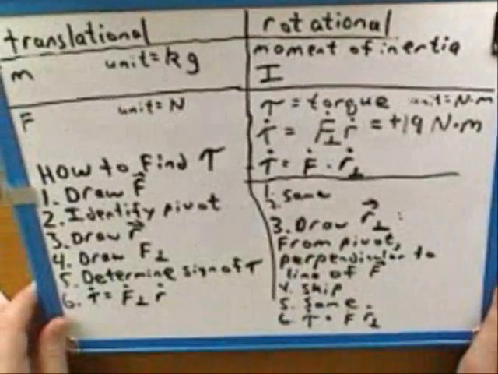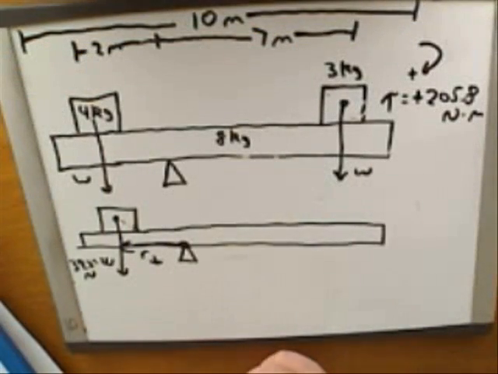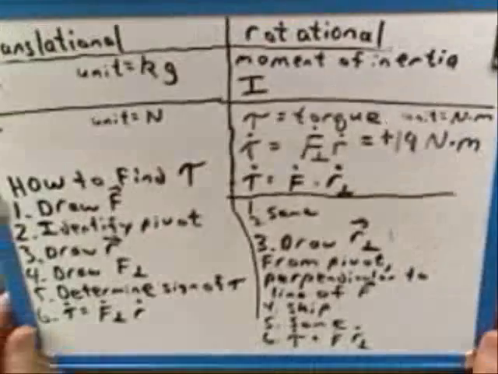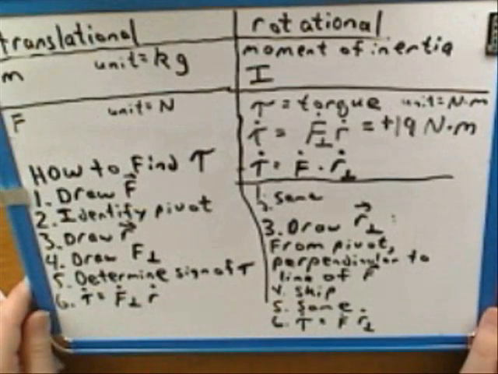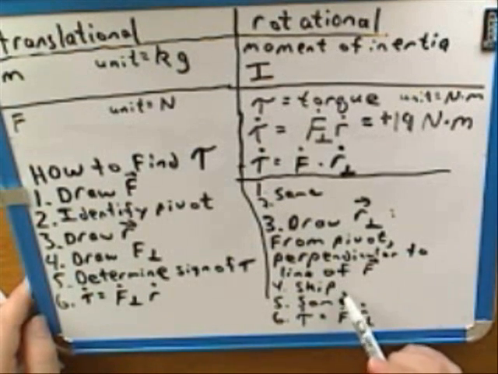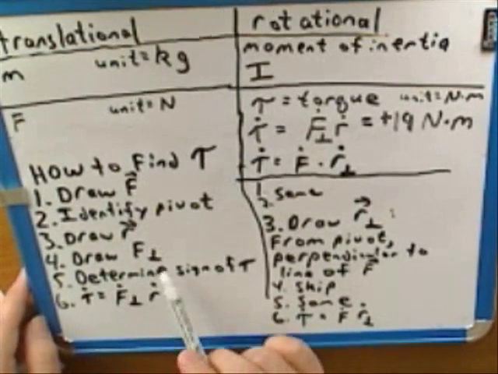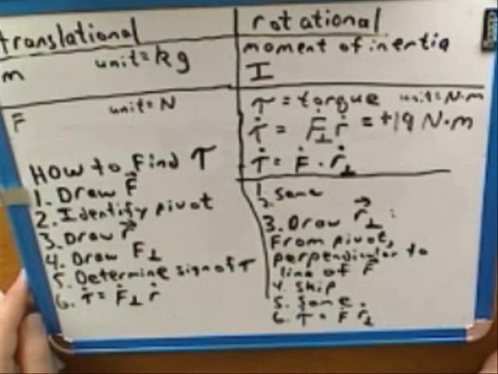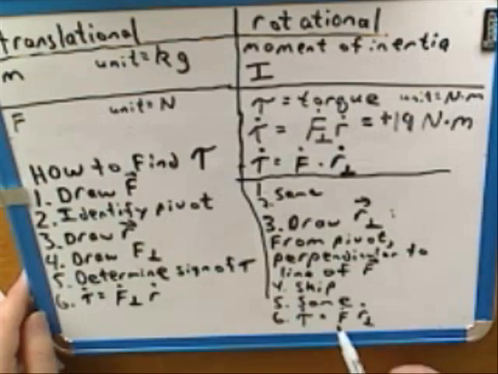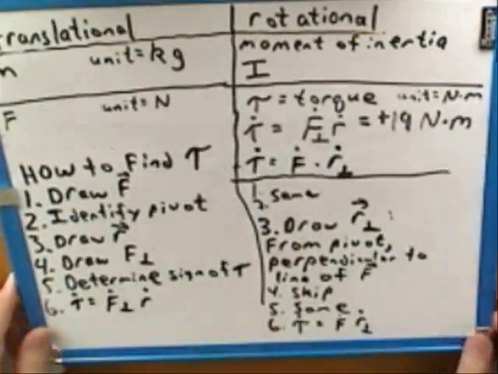So that was our step 3. When you're ready, tell me what comes next. So the next step would be to skip step 4. We can skip step 4, because step 4 on the left-hand side was to find F perpendicular. Well, we're not doing that anymore. So we just go on to determining the sign of the torque. That's the same on both sides.